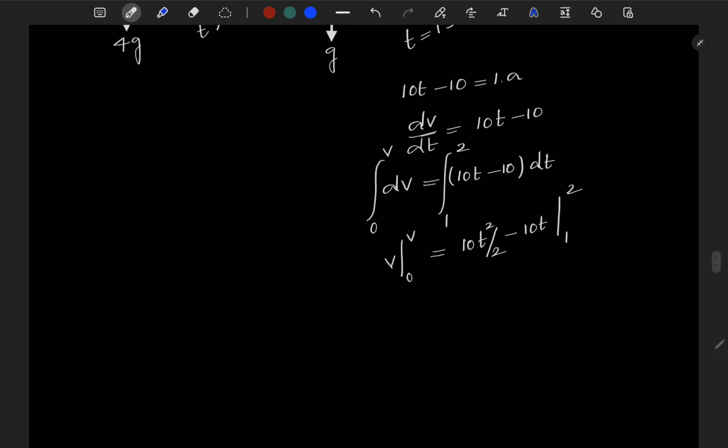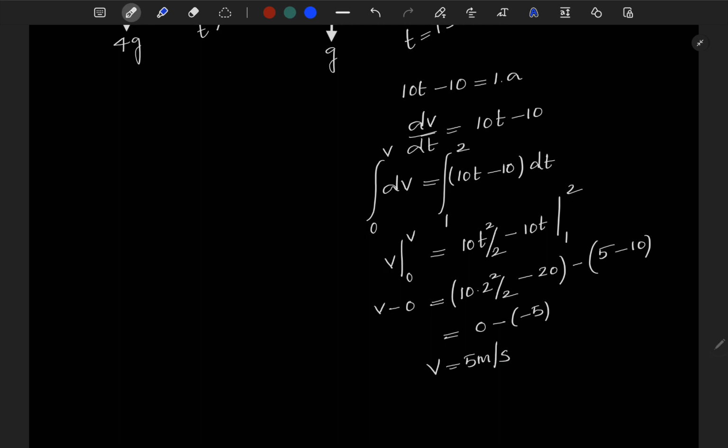So let's continue doing this. You substitute the upper limit, then you have v minus 0 is equal to, here we'll substitute the upper limit first, then it is 10 into 2 square upon 2 minus 10 into 2, which is 20. This is the upper limit, minus, when you substitute the lower limit, 1 square into 10 is 10 by 2, which is 5, minus 10. So this will give you 20 minus 20, this is 0, and minus 5 minus 10 is minus 5. So the answer becomes 5 meter per second.